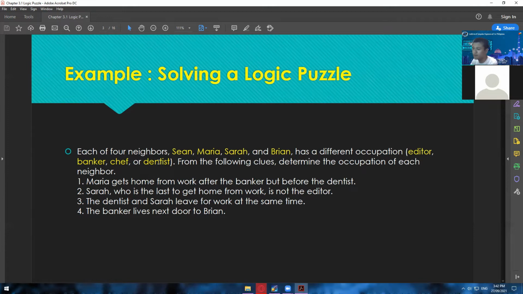They have different occupations, so there is no way that Sian has 2 occupations. Each has a different occupation from the others, and the same with Maria, Sarah, and Brian. Here are the clues that we can use to find out which is which, like Sian is maybe the editor, Maria is maybe the chef, and so on. I will give you a minute to read everything, though we'll still solve this one step by step, so don't you guys worry.